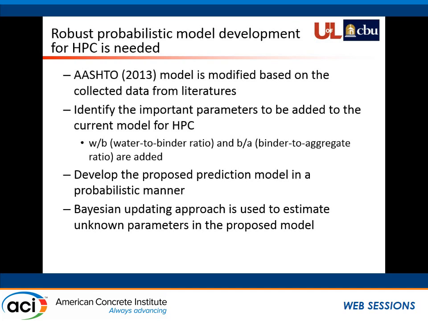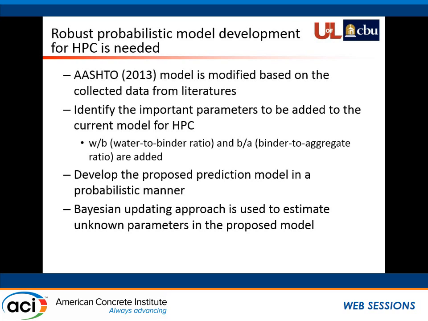So that's one of the objectives of this study. We started from the current AASHTO model, 2013, and added two parameters, water to binder ratio and binder to aggregate ratio, which are two of the intrinsic parameters, as Dr. Kim mentioned earlier. Then we developed the proposed model in a probabilistic manner. I used the Bayesian updating approach to estimate the unknown parameters in the models.